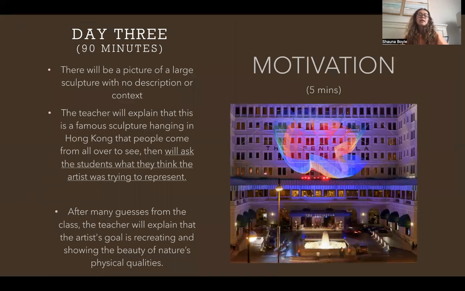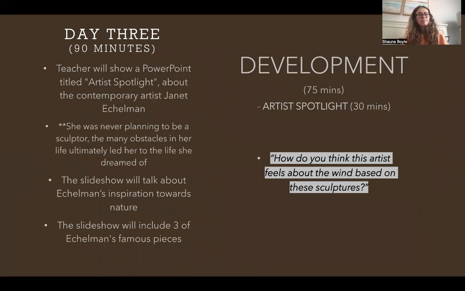So for the 3rd day, the teacher will start off by putting a picture of this sculpture with no context, just telling them that it's in Hong Kong, and people come all over to see it, asking the students what they think this is trying to represent, because it's really abstract. And after many guesses, the teacher will tell the students that the goal of the artist was recreating the beauty of nature. And we'll actually get back to this later in the lesson, or this day.